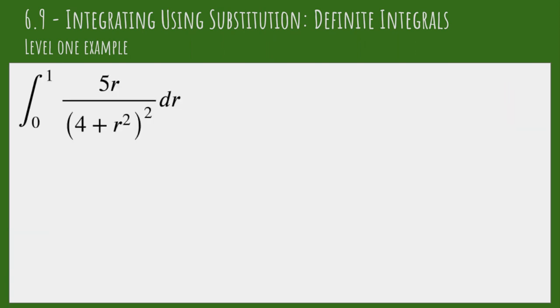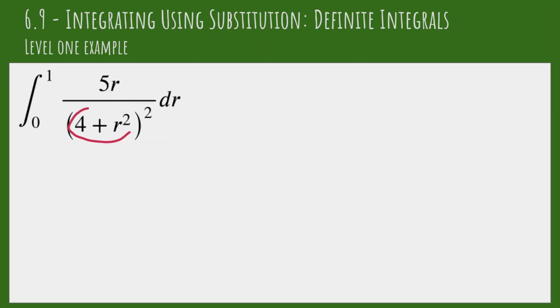Last example I'm going to do. This time I'm not going to let the whole denominator be my u. And the reason is that's going to be an r to the 4th power, and the derivative of that would be an r to the 3rd power. And we don't have an r to the 3rd power here.